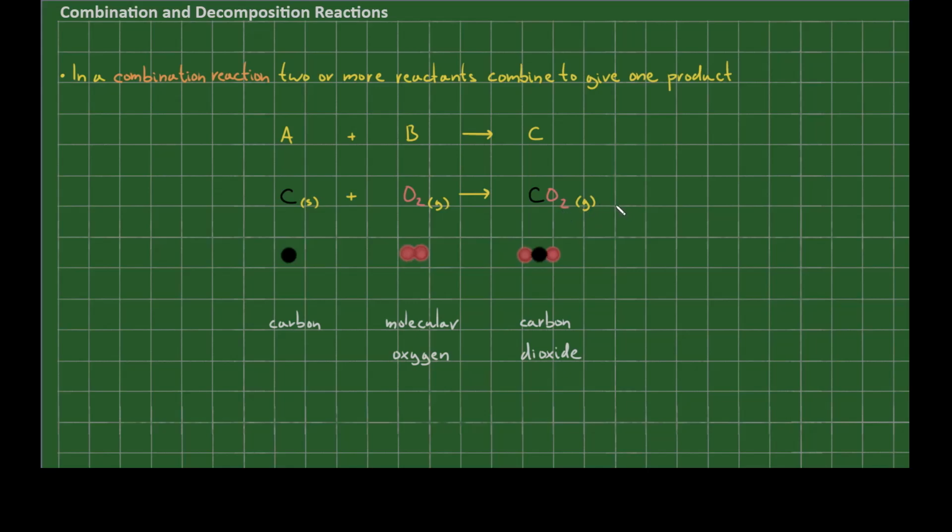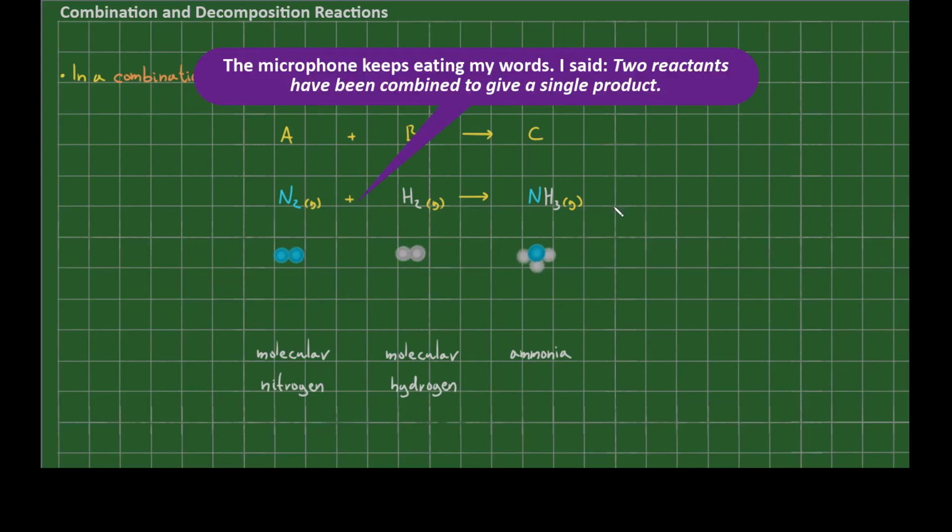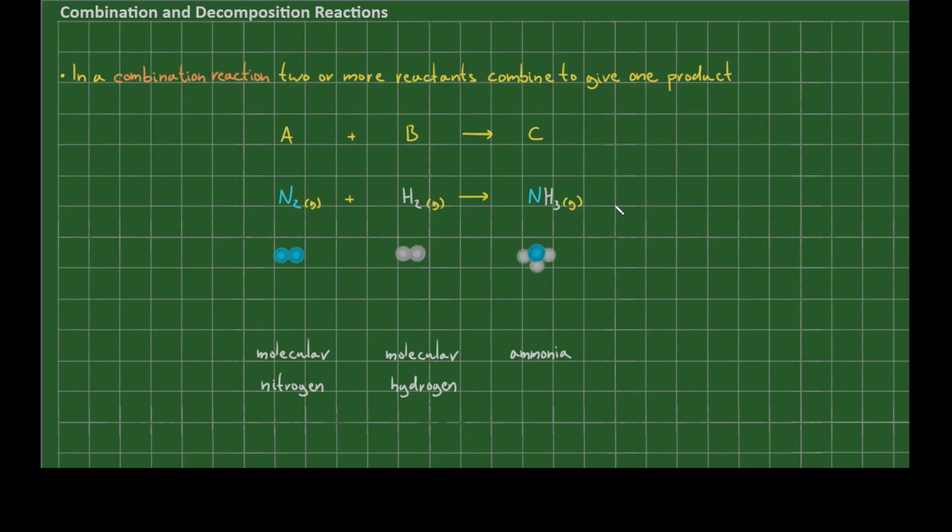Another example would be the reaction of molecular nitrogen with molecular hydrogen to give ammonia. Two reactants have been combined to give a single product. But there is a problem here. The number of atoms on the left does not equal the number of atoms on the right. I have two nitrogen atoms on the left and only one nitrogen atom on the right.